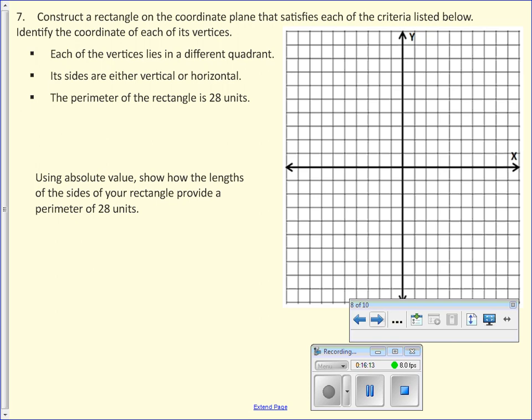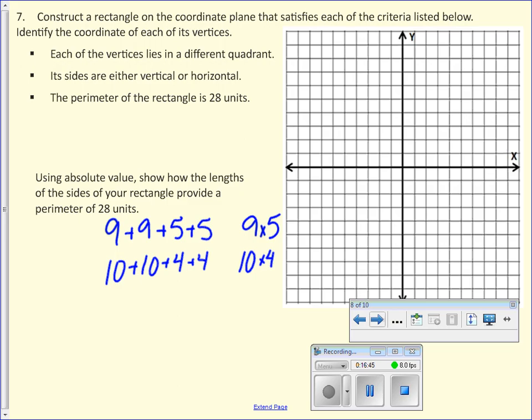So if the perimeter is 28, what could the length of the sides be? You can do one side 9 and the other side 5. So 9 plus 9 plus 5 plus 5. So we could do a 9 by 5. What else could we do? 10 and 4. We could do 10 plus 10 plus 4 plus 4. So you could do a 10 by 4. 6 and 8. 6 plus 6 plus 8 plus 8. So you could do a 6 by 8.